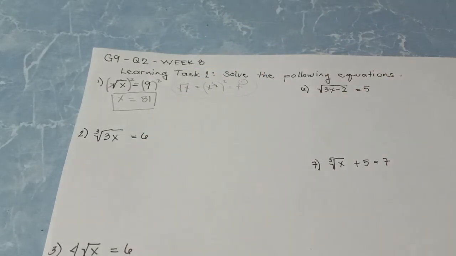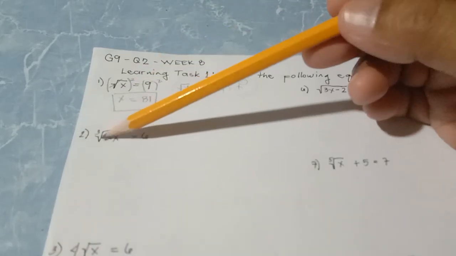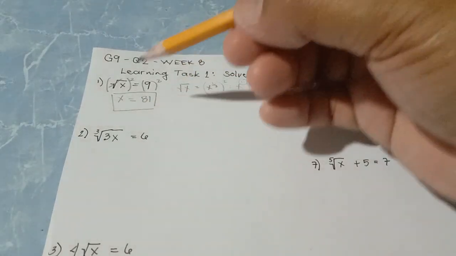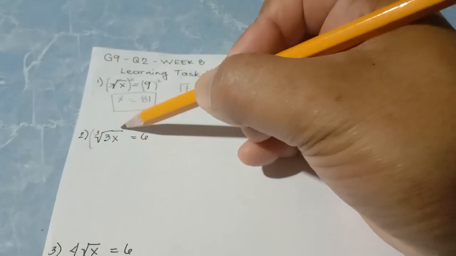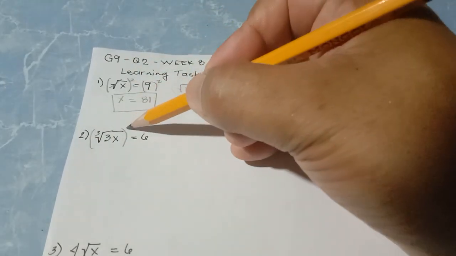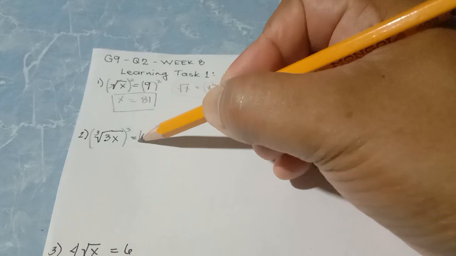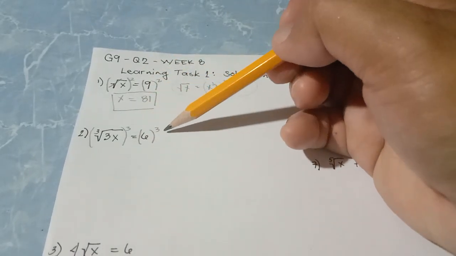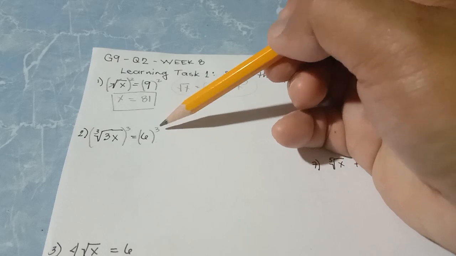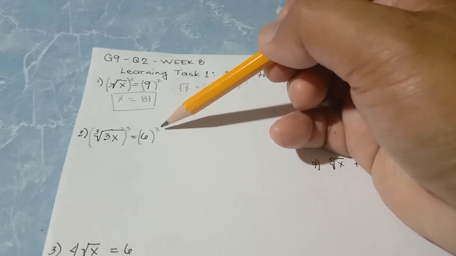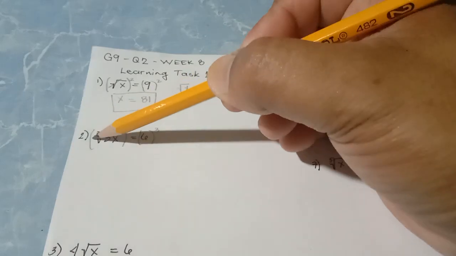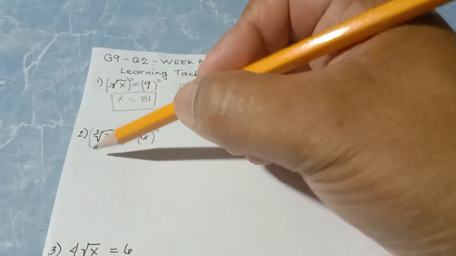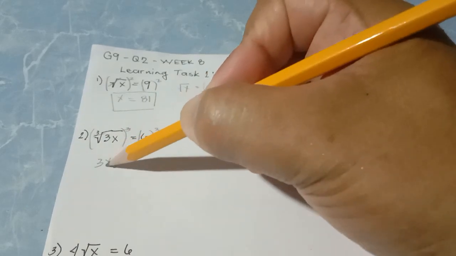Okay. Number 2. Given number 2, we have the cube root of 3x is equal to 6. So, anong gagawin natin dito? Hindi siya squared. I-raise ko naman siya sa power of 3, and then ganun din yung sa kanan. Cube. Raise to the power of 3. Bakit? Makakancel ko uli yung cube root at saka yung exponent na 3. So, ito ay magiging 3x na lang.